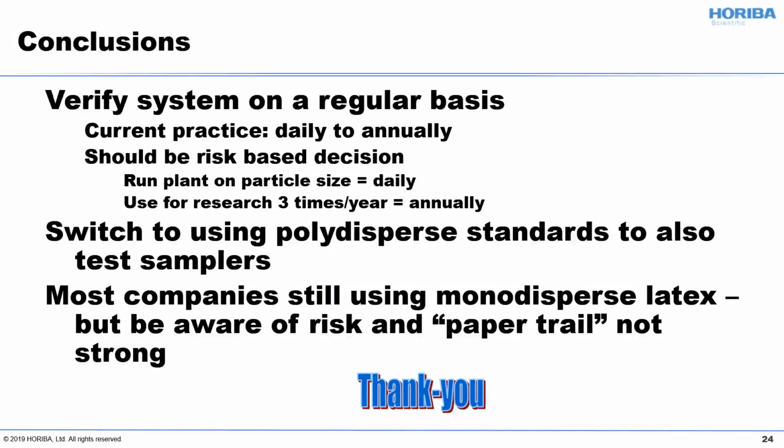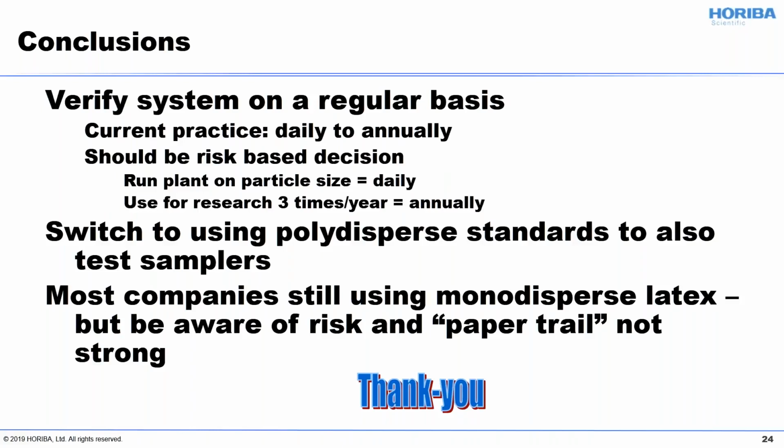In conclusion, verify your system on a regular basis. It should be risk-based. If you're running a huge plant on particle size, you may do a daily check. And your daily check might be with a monodisperse standard, with a monthly check with the broader, more expensive standards. If you are using this for your research and you only need critical measurements a few times a year, then you might go to a full check every year.